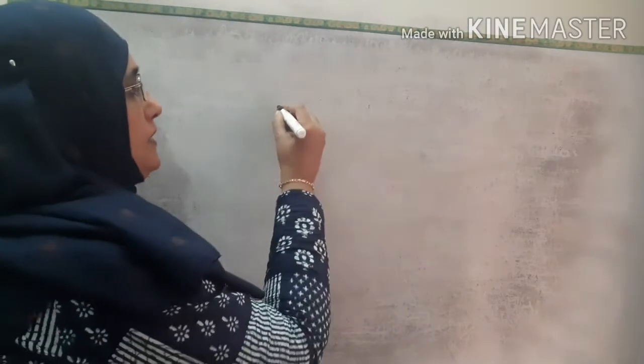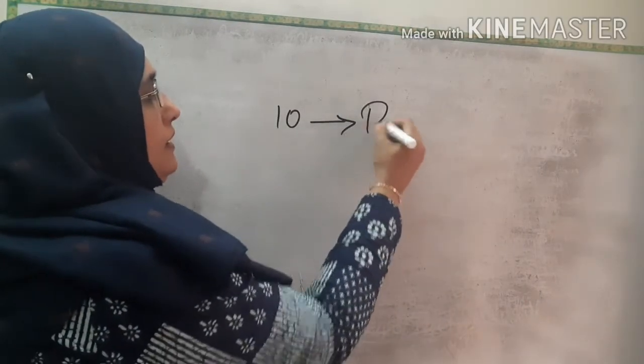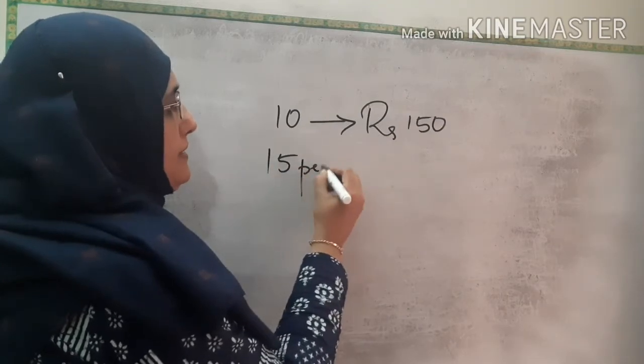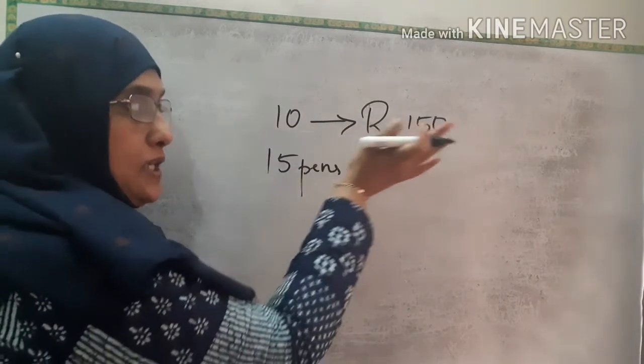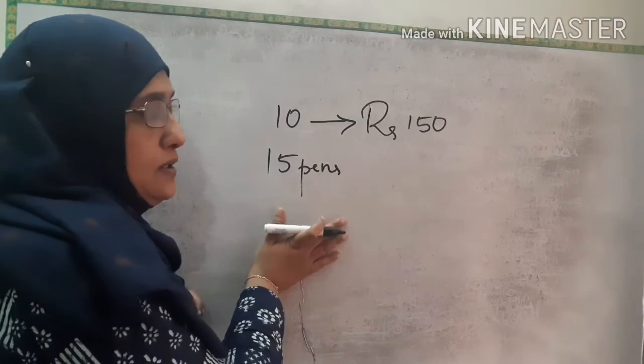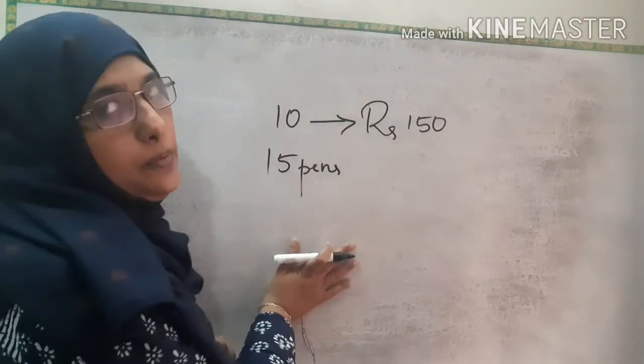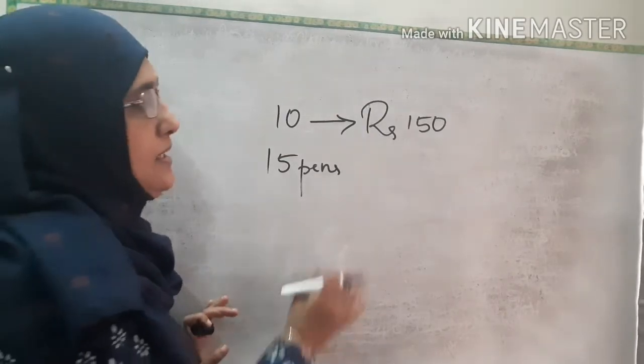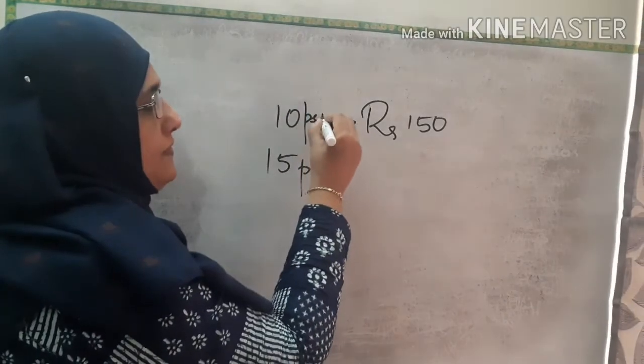Suppose for 10 pens it is 150 rupees, then what is the cost of 15 pens? Cost of 10 pens is 150 rupees, then what will be the cost of 15 pens? When these types of questions come, we use the unitary method. What is the unitary method? See, 10 pens, it is 150 rupees.